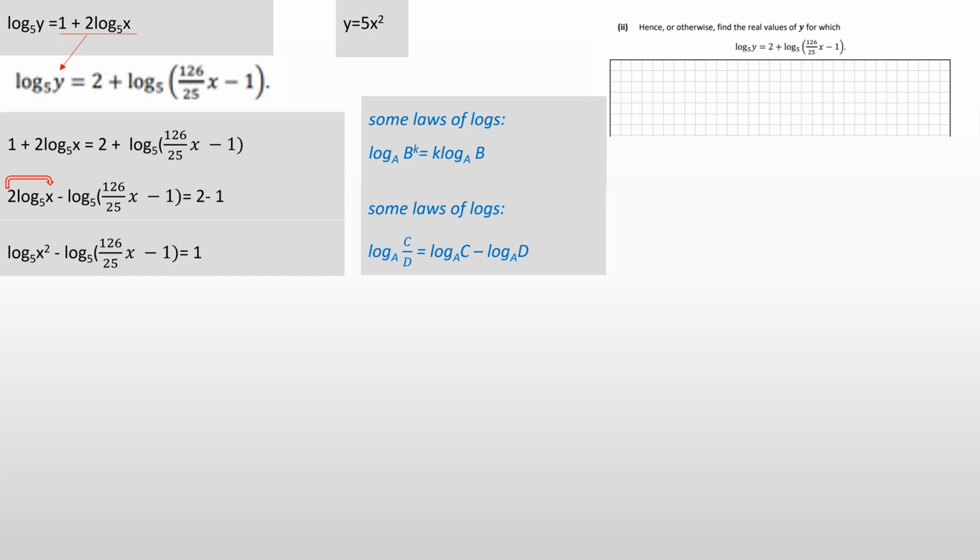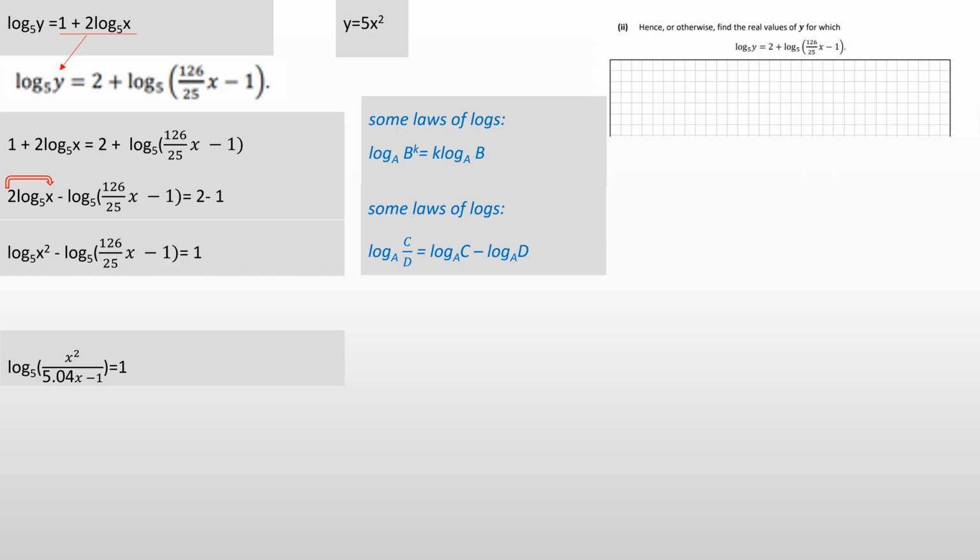The law tells you that if you have two logs on the right, you can make them into one by making a fraction if they're taking away from each other. So which is the case here. So it will be log A, the first one, which is C, over D, the second log. So in our case, it will be log 5. The first one is x squared, and the second one is the 126 over 25x minus 1.